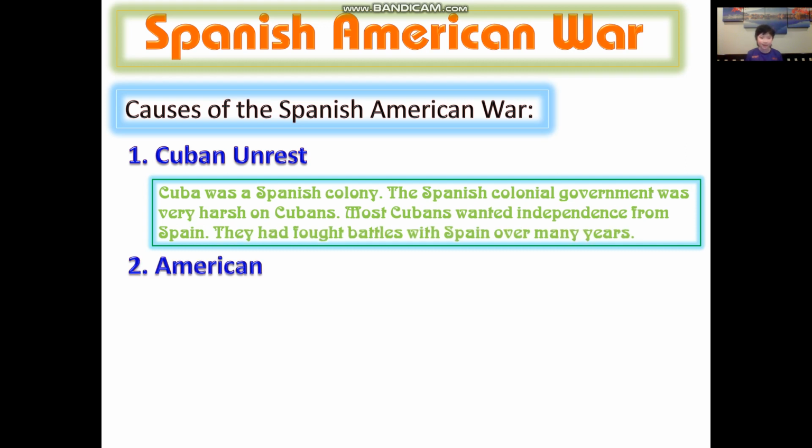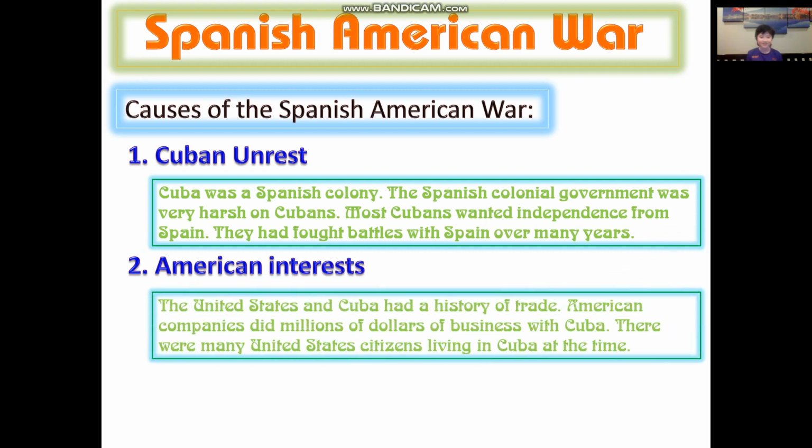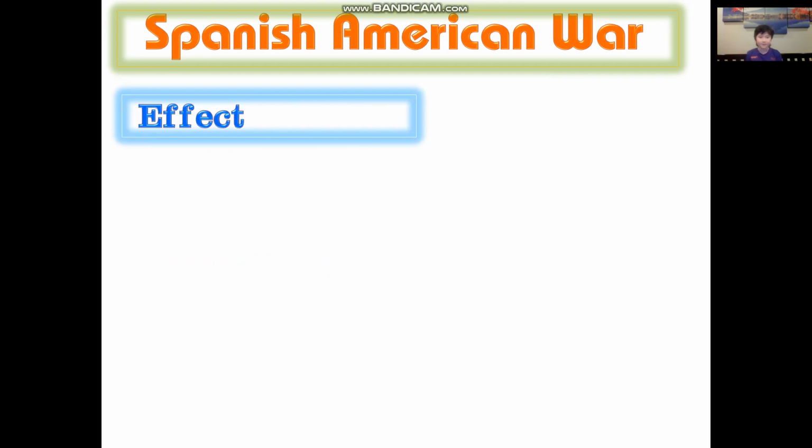Number 2, American interests. The United States and Cuba had a history of trade. American companies did millions of dollars of business with Cuba. There were many United States citizens living in Cuba at the time. Let's check on the effects of war.